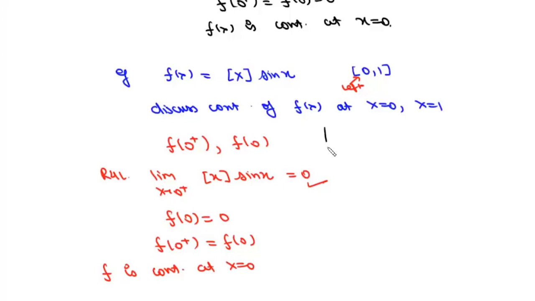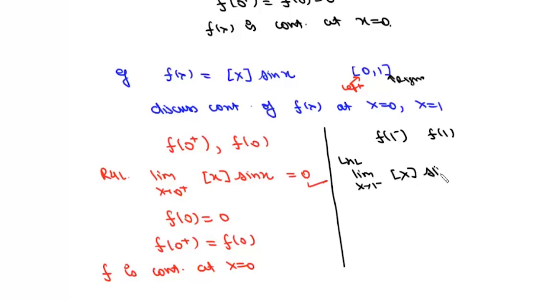Now we consider this right hand point x equal to 1. Here we have to find f(1-) and f(1). Now its left hand limit at 1 will be this limit, x tends to 1 negative greatest integer function of x into sine x. Now 1 negative is some value which is little less than 1, and when the number lies between 0 and 1, its greatest integer function will be 0. So it will be 0 into sine 1 negative, which is finite, so it is 0.